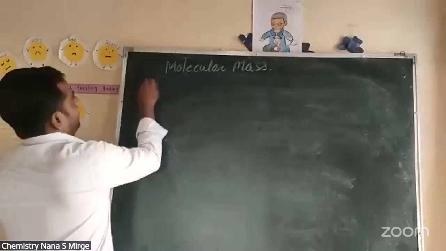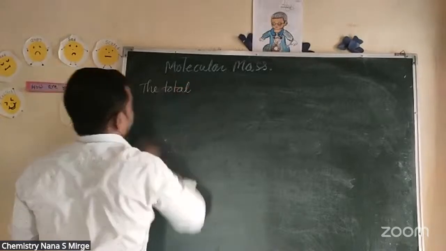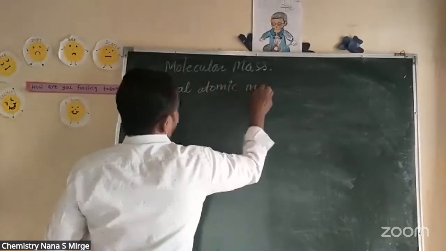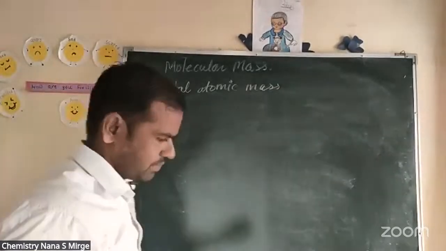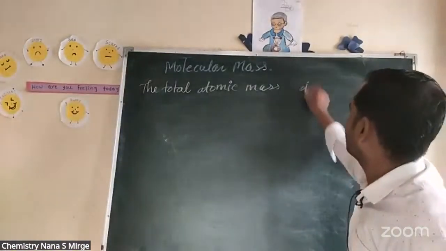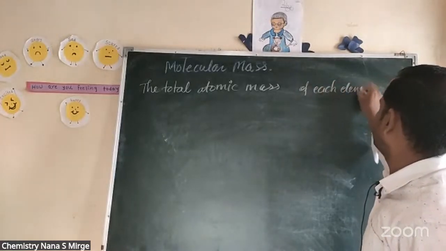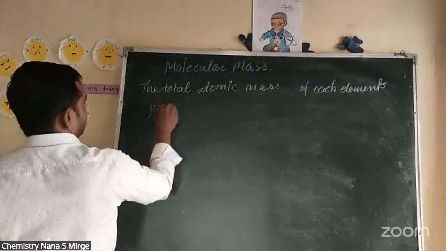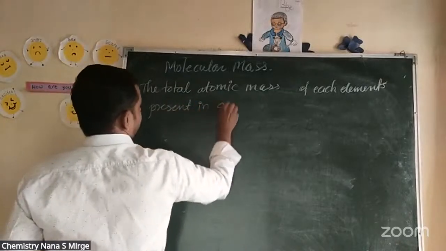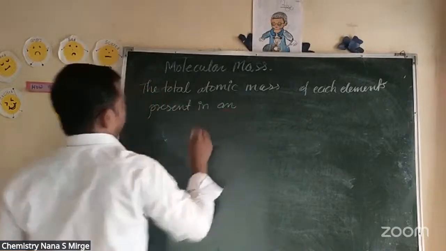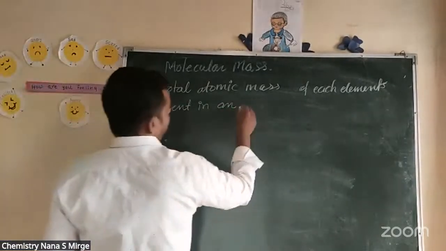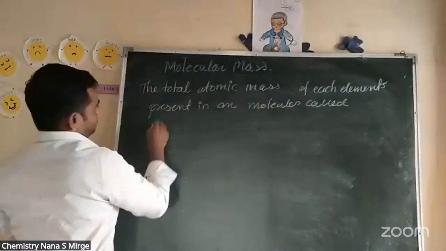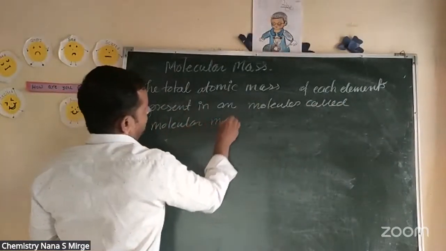You can define it like this: the total of the atomic masses of each element present in a molecule is called molecular mass.